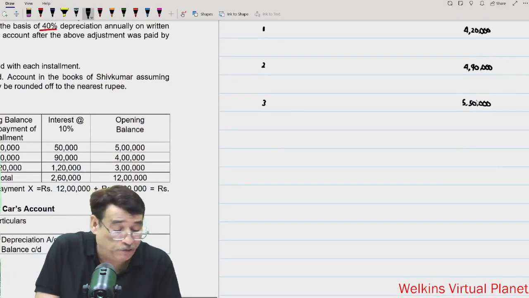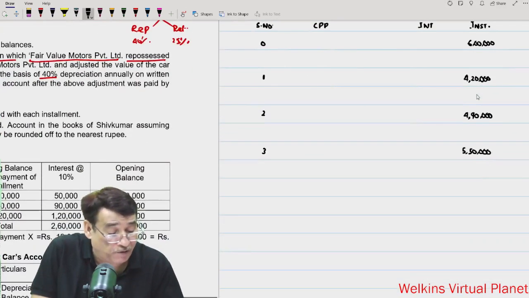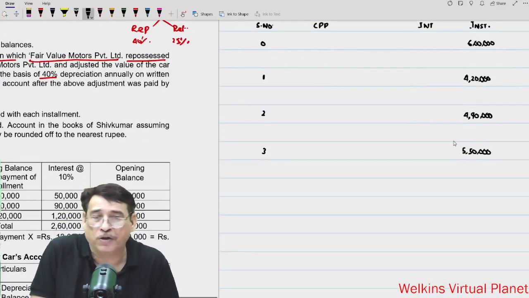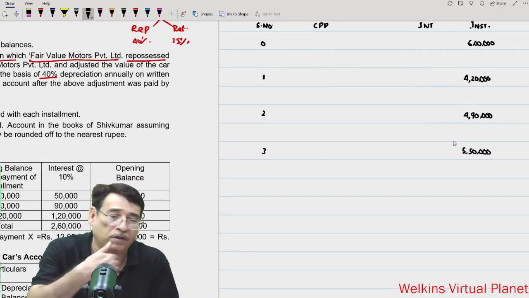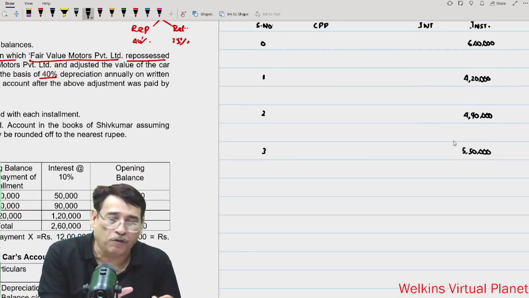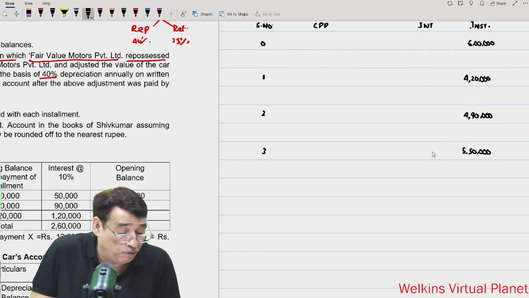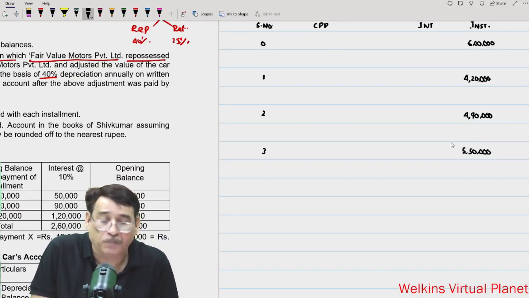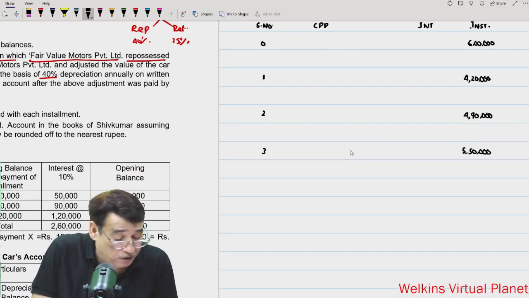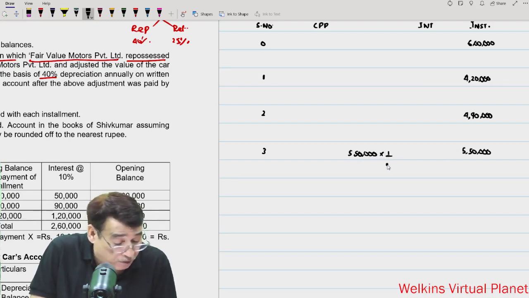We will start with the third installment. The installment is 5,50,000 because we know that this particular installment comprises of some interest and some cash price portion. Now, what is the amount of interest included in this particular installment? For that, you will have to show the calculation. 5,50,000 into obviously 1/11 or 10 by 110, whatever you may like to write. Your amount of interest will be equal to 55,000.